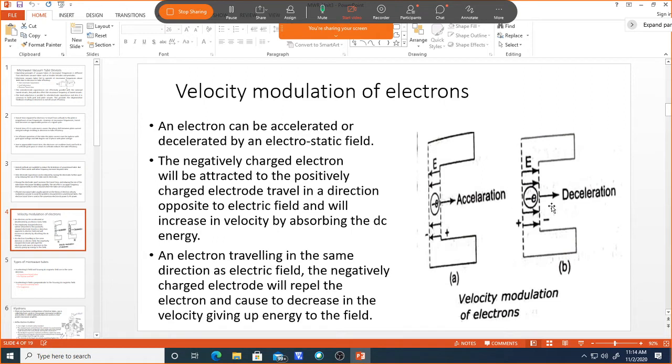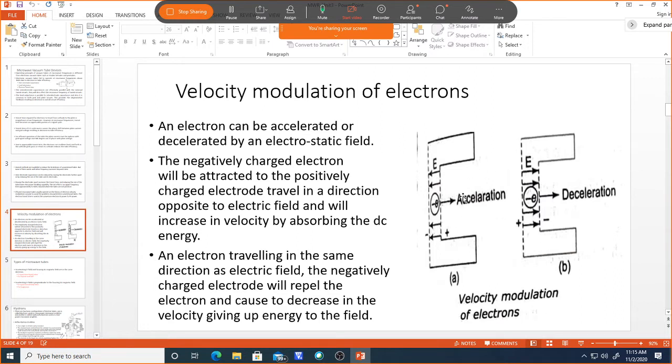In a similar way, if it is going in the same direction, since this electrode is negative, the electron has the same polarity, so the electrode will repel it. By giving its energy to the electric field, the electron will decelerate. So by using this acceleration or deceleration of the electron with respect to the electric field, the velocity of the electron will increase or decrease. That is what we call velocity modulation.